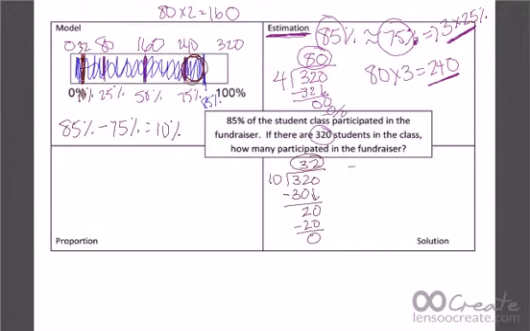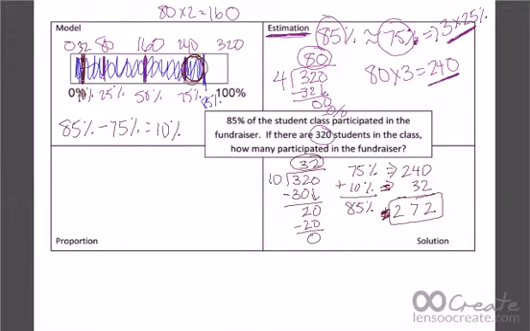So I know that 75% is 240. I know that 10% is 32. And together, if I add them up, I get 85%. So if I add these guys up, 0 plus 2 is 2. 4 plus 3 is 7. 2 plus 0 is 2. So my answer is 272. Oh, and that's not dollars, that's students. So 272 students. All right, well, I can check it by using the proportion.